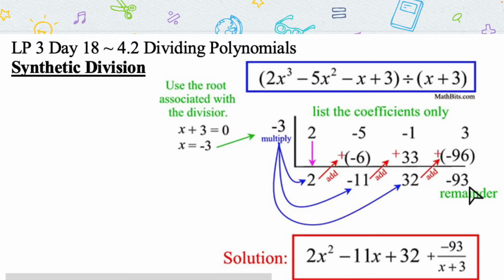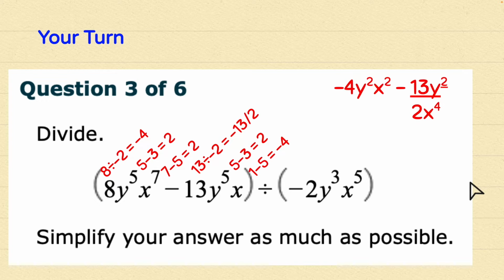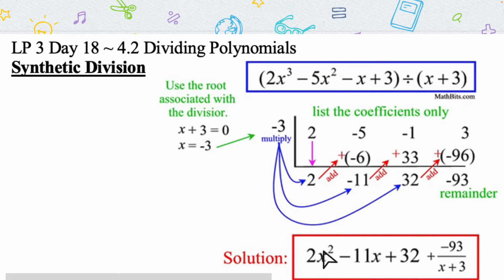So this is the remainder. If I have 0, that means there's nothing left over and it went in evenly. If there's anything other than 0 here, it means there is some kind of remainder. So the answer is 2x squared minus 11x plus 32 plus negative 93 over x plus 3.